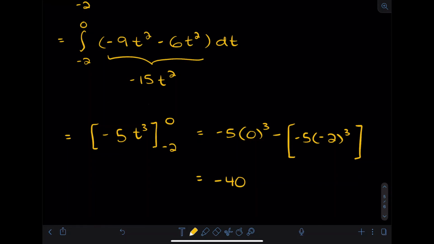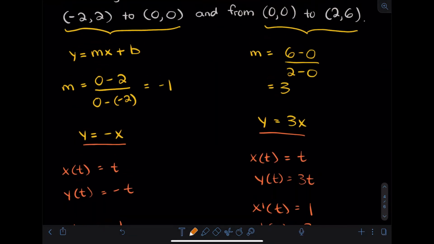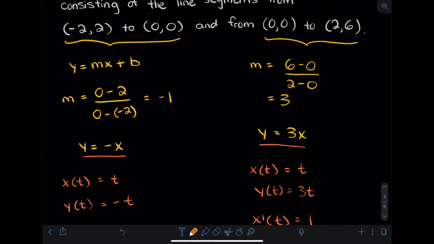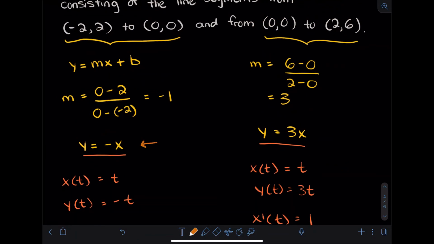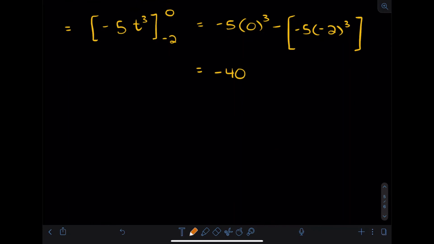Now we're not done yet. We still have to do the second part of that integral. So right now we just finished this first portion before 0, 0. Now we need to do the second portion after 0, 0. So this is y equals 3x. We want to do that portion next. However, it's essentially the same thing, so we'll just go through that quickly.